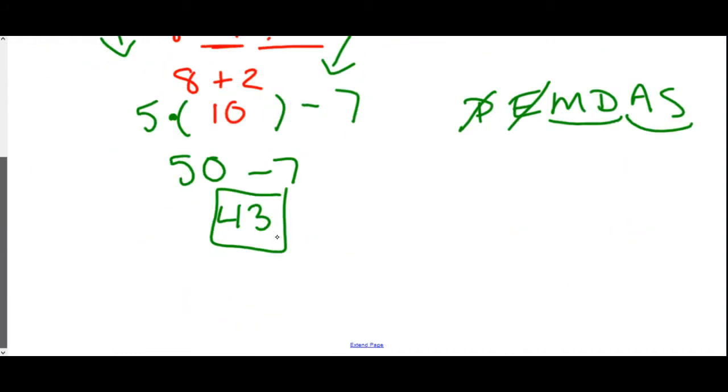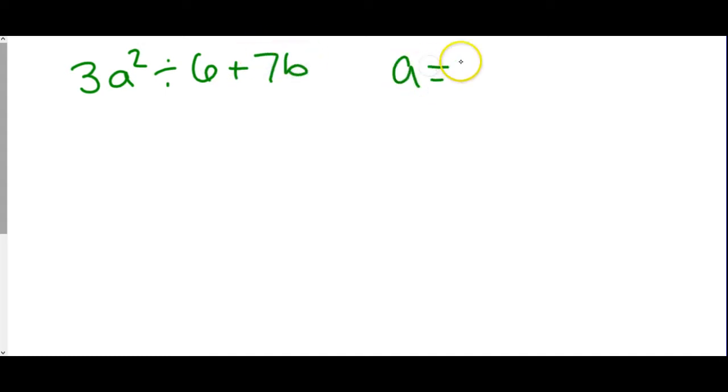We can also do this. Sometimes they'll have letters and they'll tell you to replace the letters with certain numbers. Let's say we have 3a squared divided by 6 plus 7b. Let's say a is 4 and b is -1.